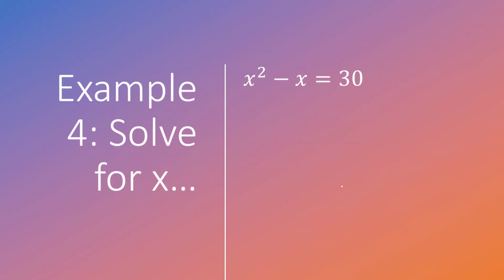Here we have x squared minus x equals 30. So this is an example of it not being factored for us. Before we can factor, it has to be equal to 0. How do I make this equal to 0? Minus 30, not divide 30, minus 30. So we have x squared minus x minus 30 equals 0. This is simple factoring because our leading coefficient is a 1. So we're asking ourselves what multiplies to give us -30, but adds to give us -1.